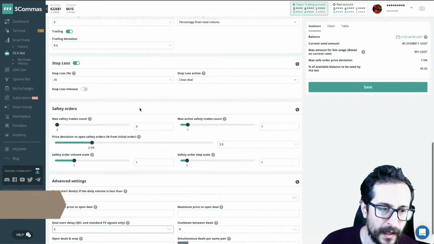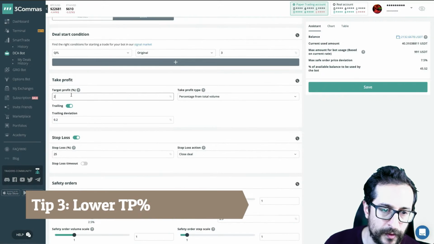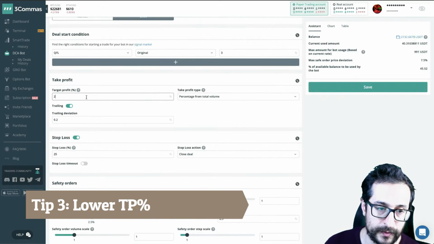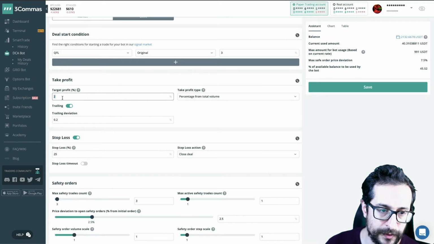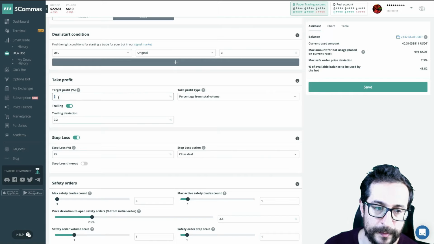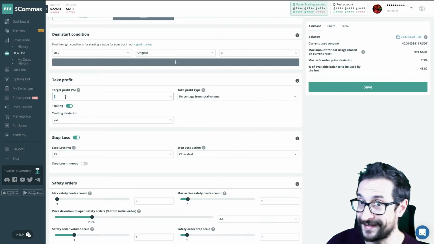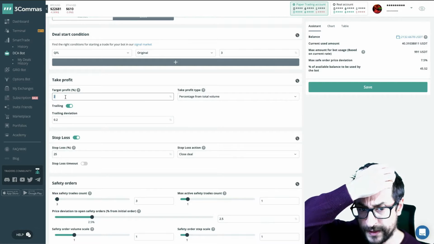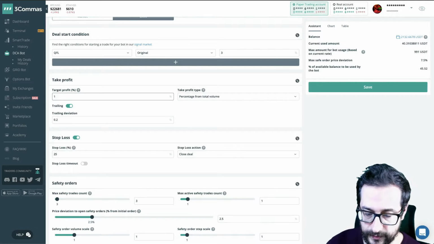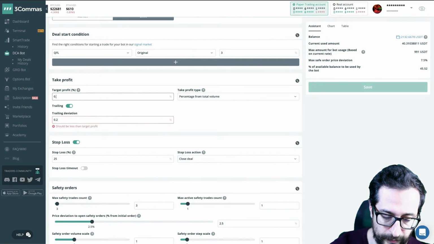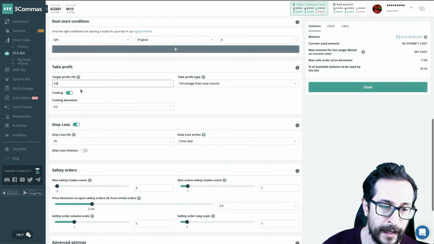Tip number 3, and this has to do with the take profit. All the Gordon bots' default settings are quite ambitious compared to the settings of other bots. They all come with 2%, which means the price from the entry price needs to go 2% up before it can take profit, which is quite high. For a DCA bot, most people use 1%, and even some more conservative people go for 0.8, right?